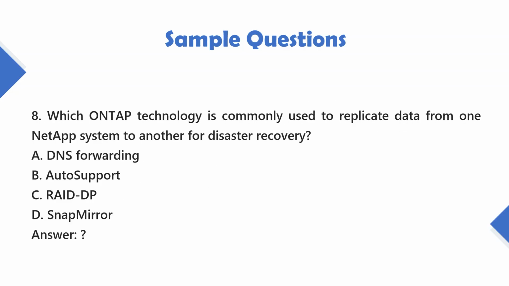8. Which ONTAP technology is commonly used to replicate data from one NetApp system to another for disaster recovery? A. DNS forwarding. B. AutoSupport. C. RAID DP. D. SnapMirror.